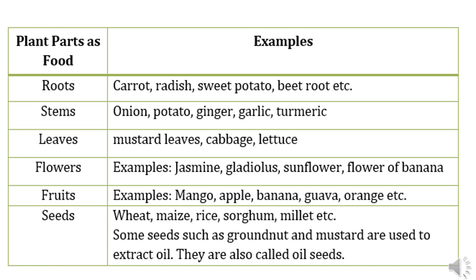Then there are many fruits available which we can eat. Mango, apple, banana, guava, orange, etc. There are a number of fruits which we know can be eaten. If we talk about seeds of a plant, we can eat wheat, maize, rice, millet, etc. Some seeds such as groundnut, that is moongfali, and mustard are used to extract oil. They are also called oil seeds. So basically there are many parts of a plant that can be eaten.